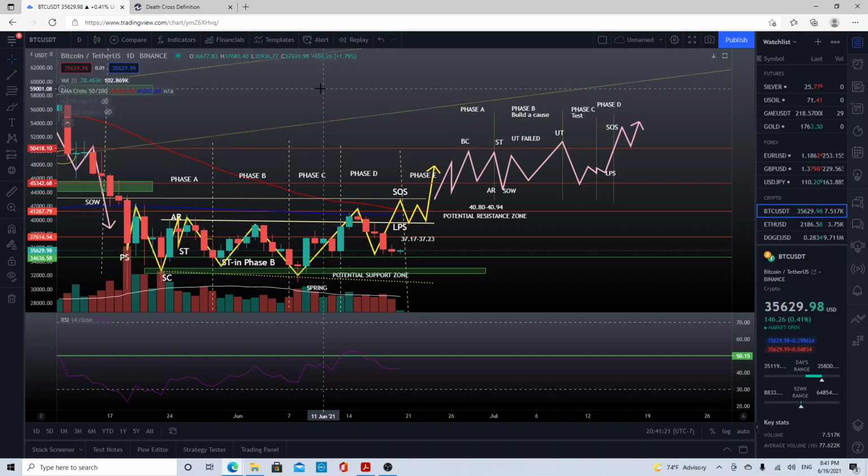This is again, one more time, a pure analysis. It's my understanding of how I look at the market. It is not an investment. So this is not financial advice.